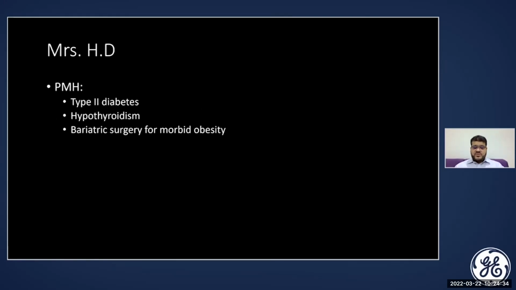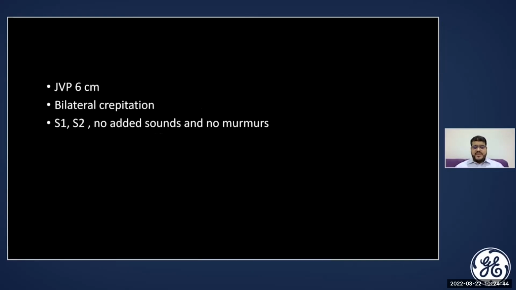Her past medical history is significant for type 2 diabetes, hypothyroidism, and bariatric surgery around 10 years prior for morbid obesity. Clinical examination revealed a JVP of 6 centimeters above the sternal angle. She has bilateral crepitations on chest examination. Her cardiovascular examination showed normal audible first heart sound and second heart sound. There were no added sounds and no murmur.